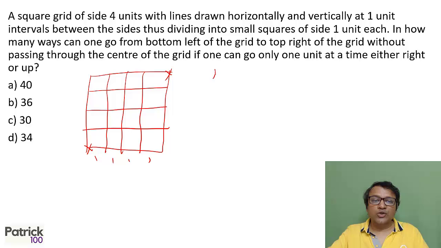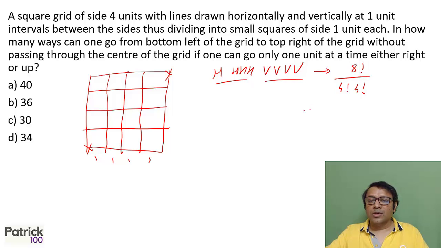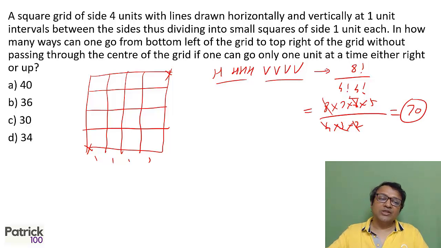So I have to go horizontally 4 steps. I have to go vertically 4 steps. This can be arranged in 8 factorial upon 4 factorial 4 factorial, 4h, 4 factorial, 4v, 4 factorial. This gets you 8 into 7 into 6 into 5 upon 4 into 3 into 2. 8 gets cancelled. 6 gets cancelled. You will get the answer as 70. 70 ways to go from left to top corner.